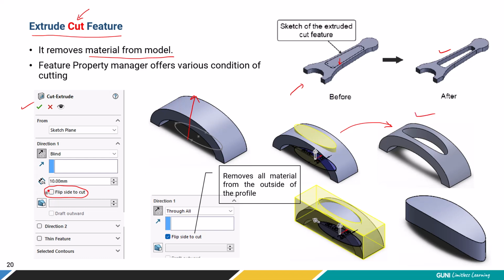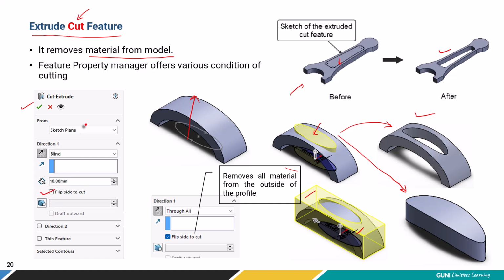But if you choose this flip side to cut, that means the central part remains there, but the other material will get removed. That is, the other side of the material gets removed. But here you have to be very careful which side you have to keep. So based on that, you have to choose this flip side to cut option.